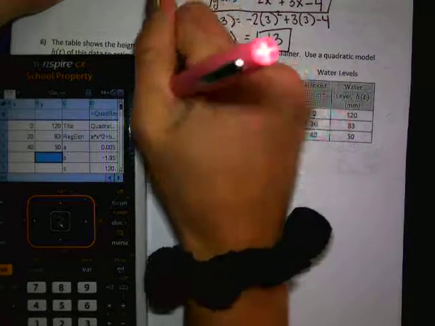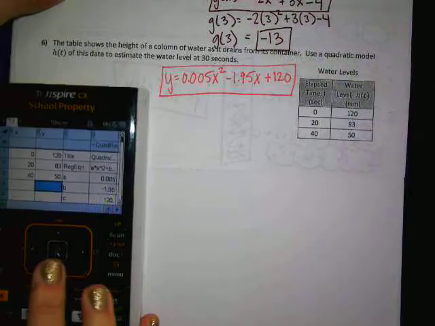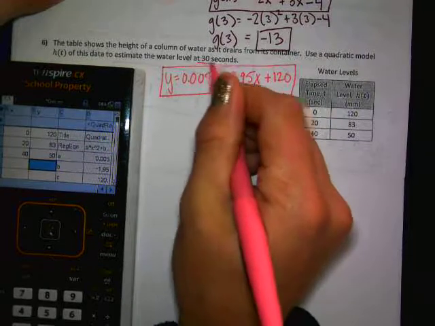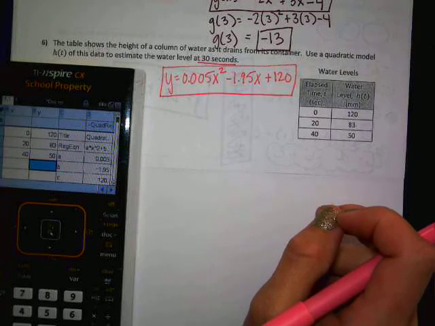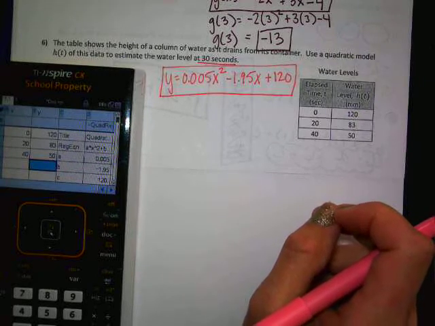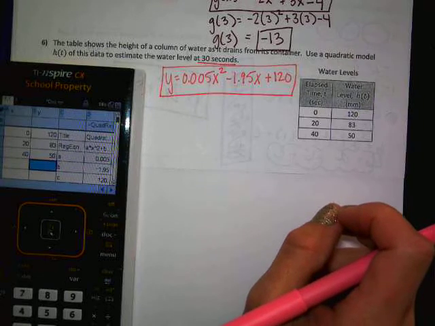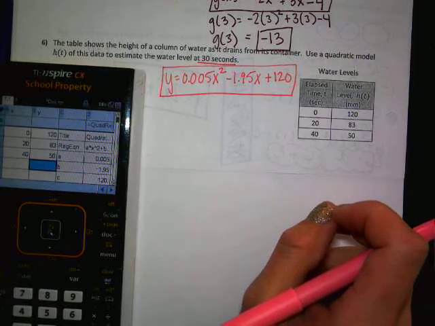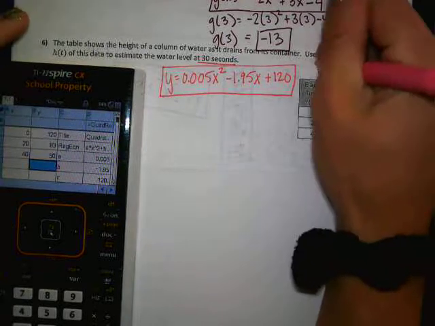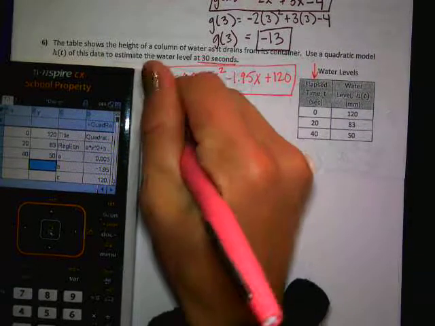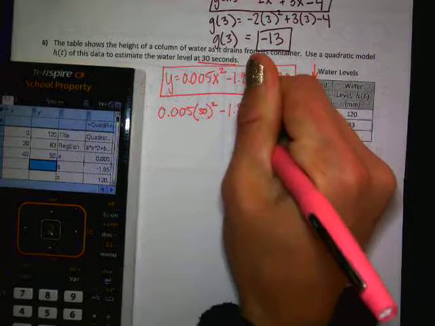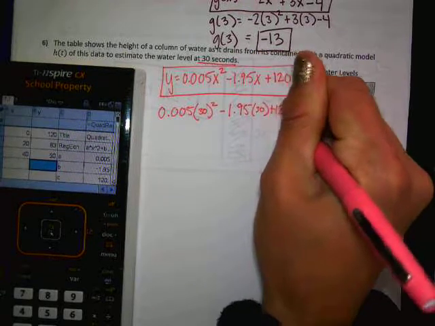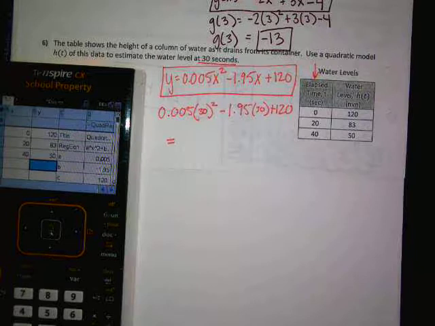All right, so there's my model. Now it says to estimate the water at 30 seconds. Noah, what do I do with 30? That's the time. So is that x or y? X. Very good. I'm going to plug it in to the x because time is x. So 0.005 times 30 squared minus 1.95 times 30 plus 120. Did anybody go ahead of me and have that answer? 66. Very good.